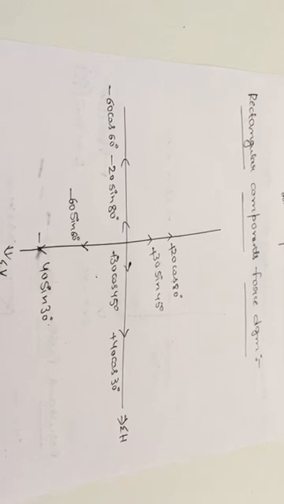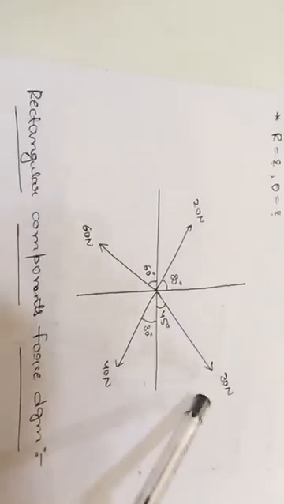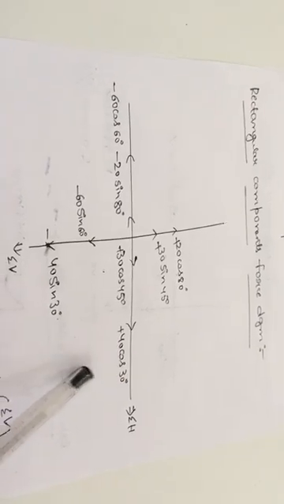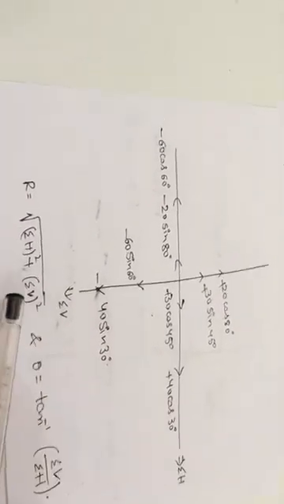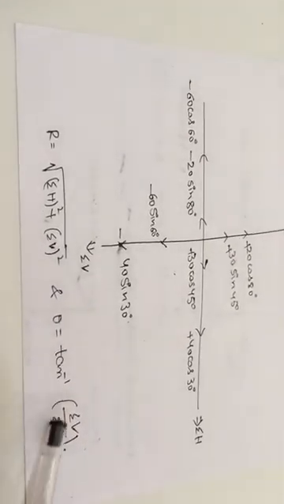Now we have drawn the rectangular components force diagram. This diagram consists of all the x components and all the y components of the given forces. From this diagram, if we add all the x components, we get the sigma h value, and if we add all the y components, we get the sigma v value. From the sigma h and sigma v values, we can calculate the resultant magnitude from this formula and the direction theta from this formula.